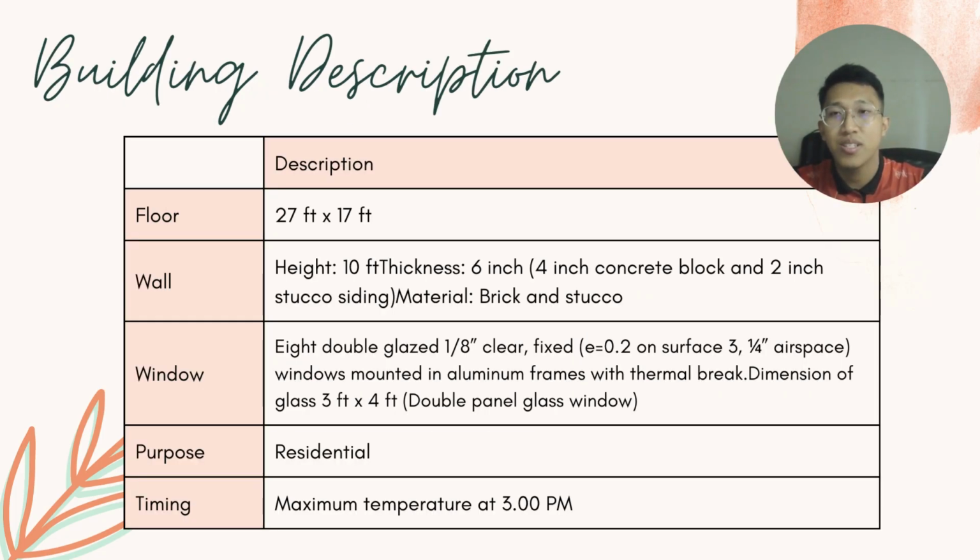Next, allow me to present the specification of the building we use for this project. First, we have the floor with the size of 27 feet by 17 feet, and the wall with a height of 10 feet and 6 inches of thickness. Then we have windows of double glaze clear. The purpose of this building is residential. Lastly, the timing is at 3 p.m., where the maximum temperature occurs.